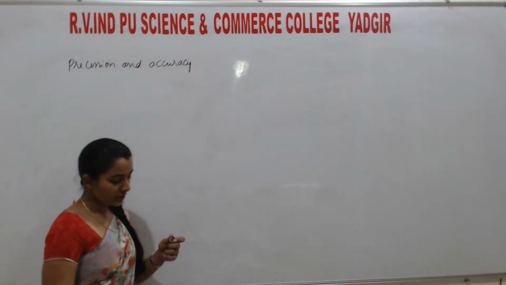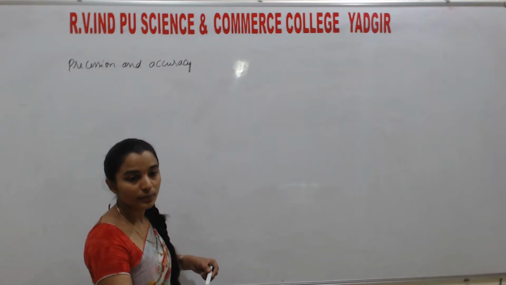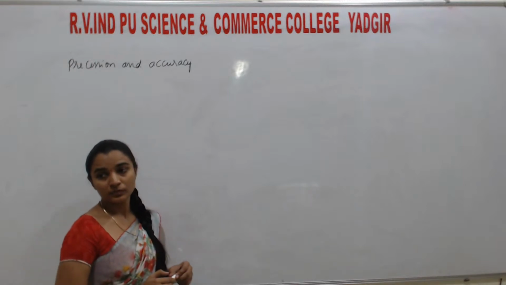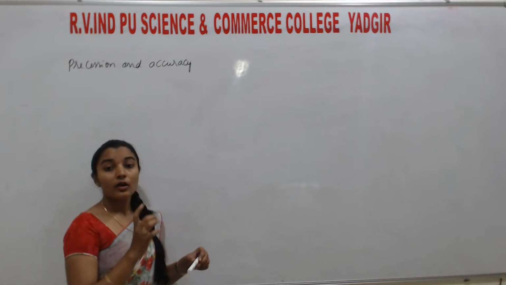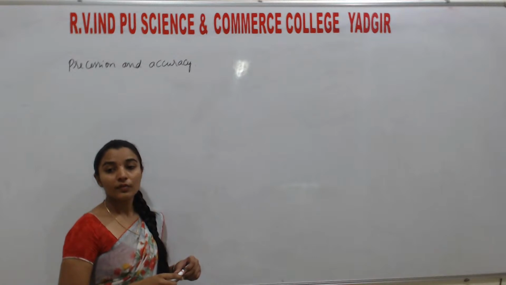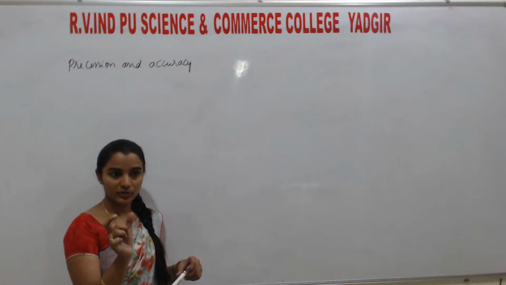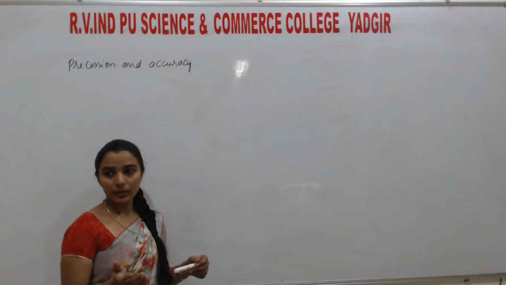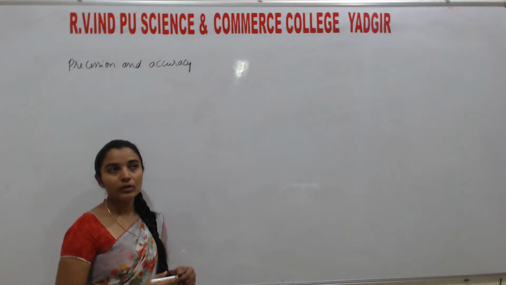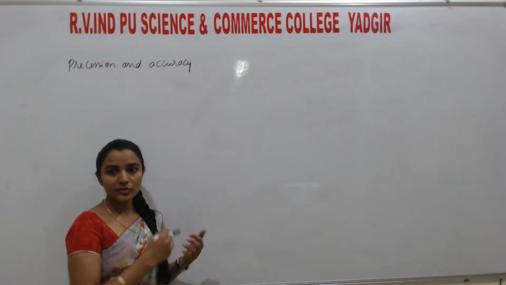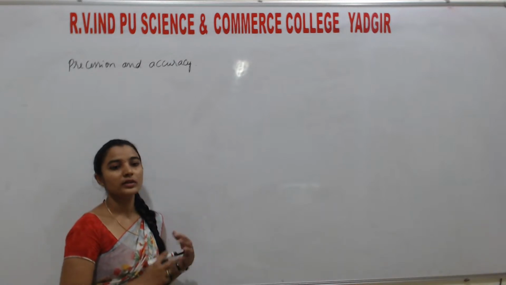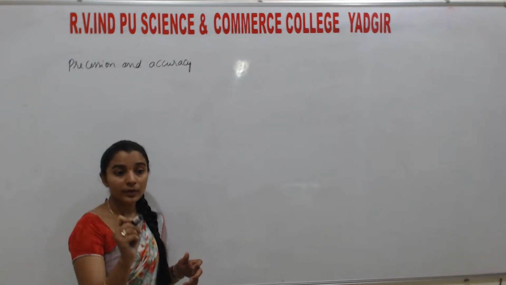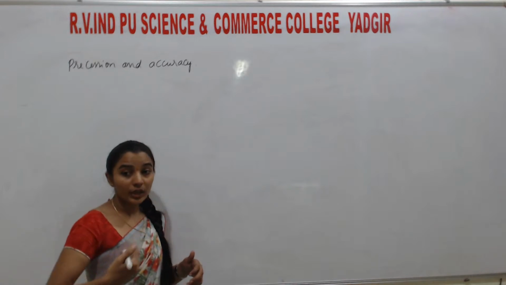Okay, so what is precision, students? Precision is the closeness between the values. That is called precision. Accuracy means if any particular value is there. For example, if any theoretical value they give, like charge of electron is 1.6 into 10 raised to minus 19 coulomb. You are doing an experimental value. That experimental value has 2 or 3 readings.